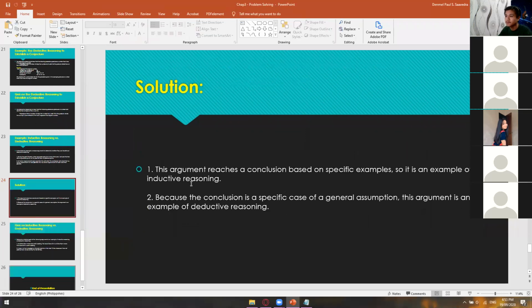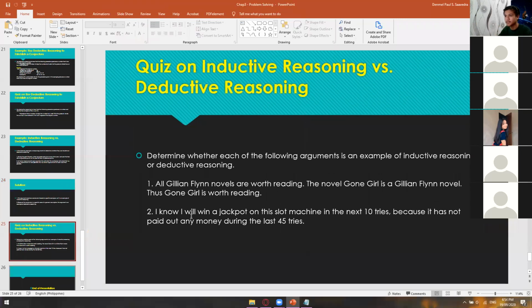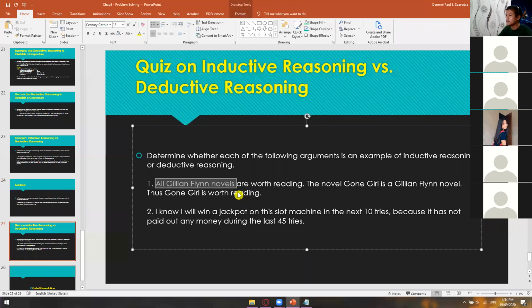Okay, so oops, meron pala tayong solution dito. So this argument reaches a conclusion based on specific examples. So it is an example of inductive reasoning. And then 2, because the conclusion is a specific case of a general assumption, this argument is an example of deductive reasoning. Okay. So as usual, after this example, you guys will be having a quiz. So same method you have to do is identify whether this one is inductive or a deductive reasoning. So 2 numbers lang din.